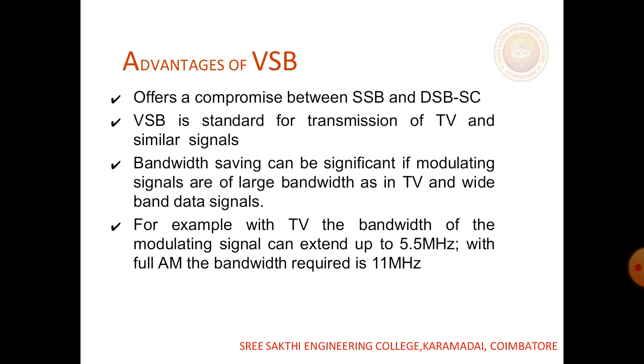The advantage of VSB is that it is a compromise between SSB and DSB, and it is very useful for transmitting TV signals. You can save bandwidth. If the modulating signal bandwidth is 5.5 megahertz, with full AM the bandwidth required is 11 megahertz, but using VSB the bandwidth required is only 5.5 megahertz. So thank you. With this, the vestigial sideband detail is over.